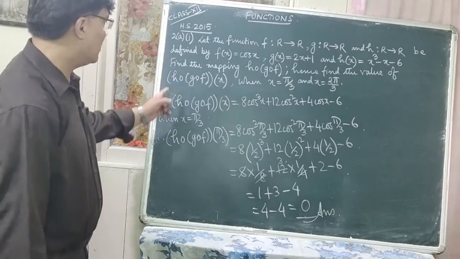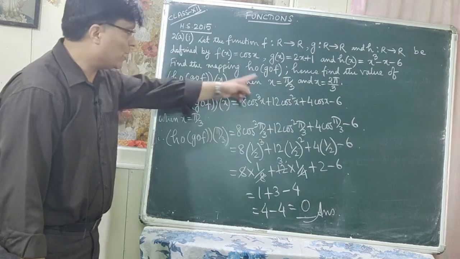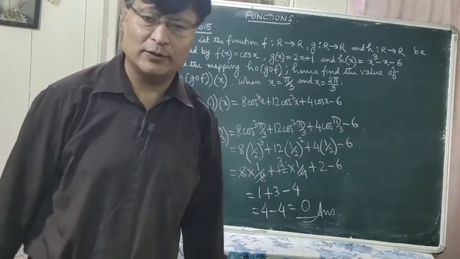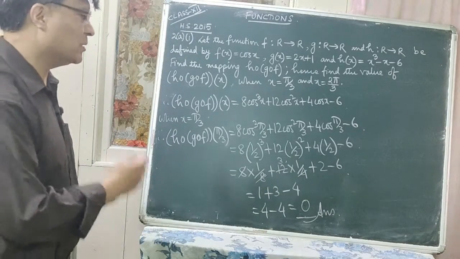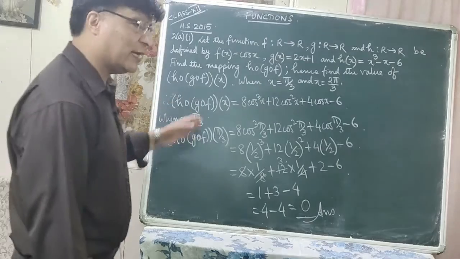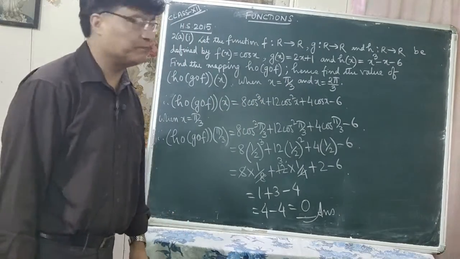So what is the value for HO within bracket GOF of x when x is equal to pi by 3? Its value is 0. So that is your answer. Okay. So one of the answers is 0. So I think you have understood it. Just you have to put the value for x in this expression. That is x is equal to pi by 3.